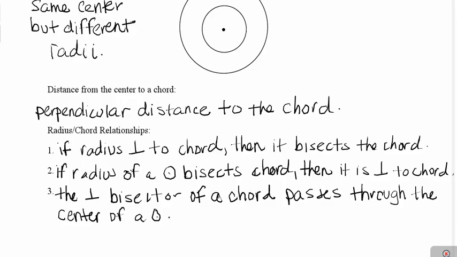We're actually going to be using it in some of the examples today. So go ahead and move on to the next video, and we're going to try some examples, keeping in mind these different theorems and relationships between the radius and the chord.